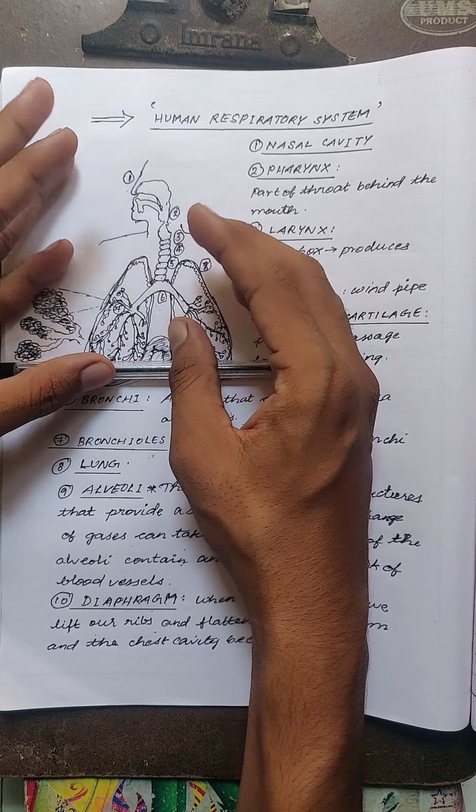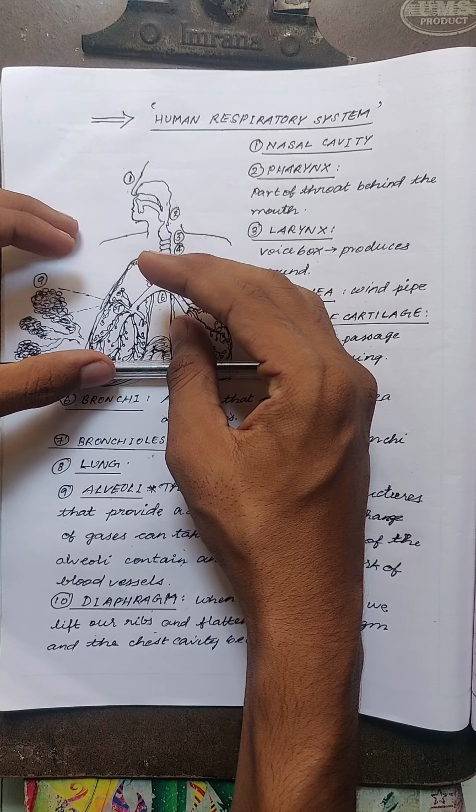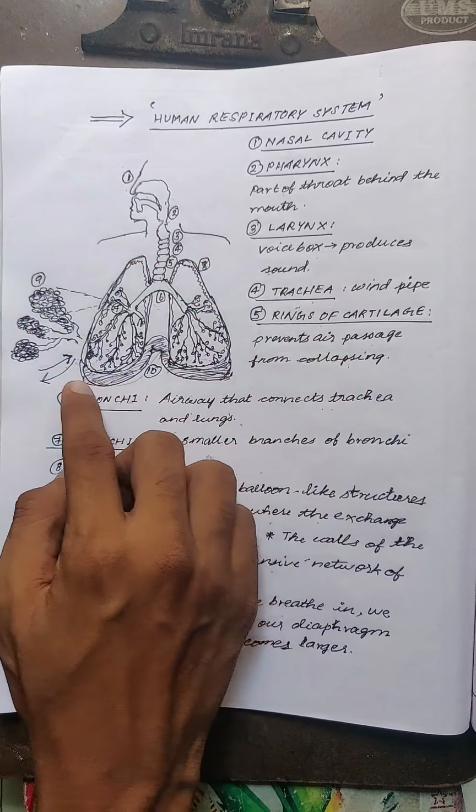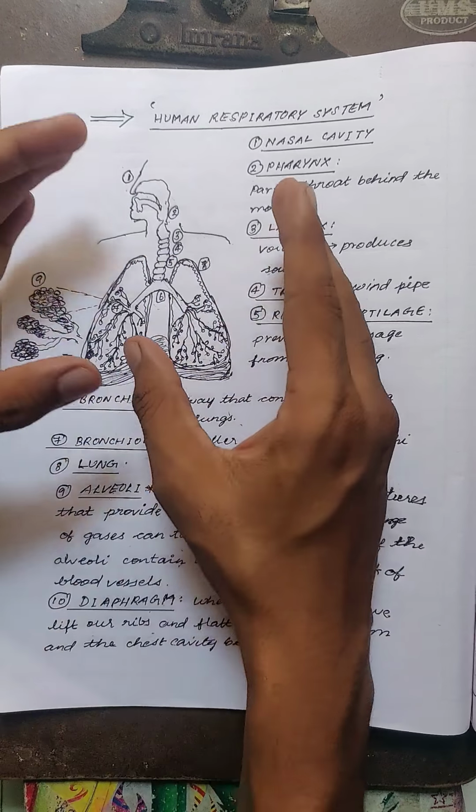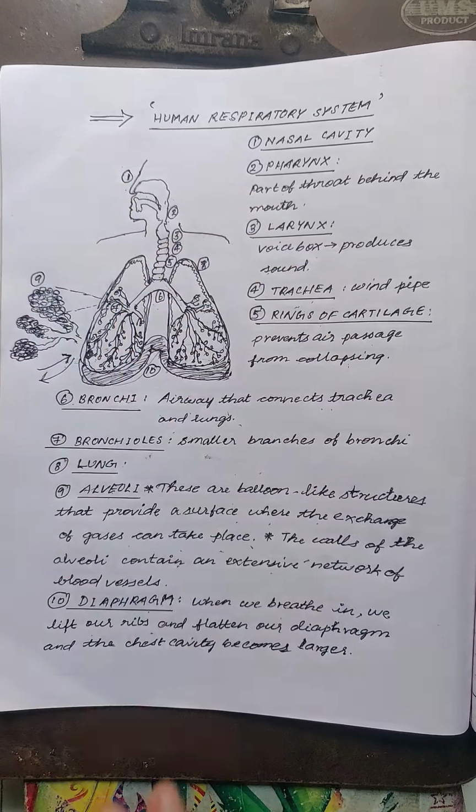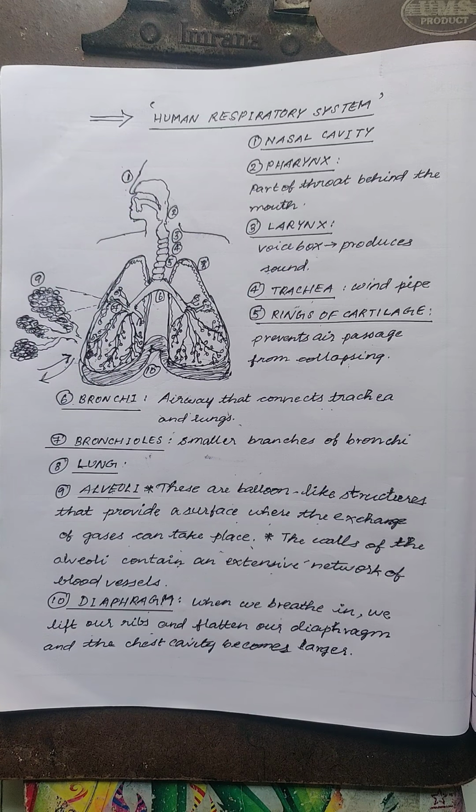Okay, when we exhale, when we leave out the carbon dioxide, the diaphragm again comes back to this dome shape and the chest cavity becomes small. So this is what happens in the human respiratory system.